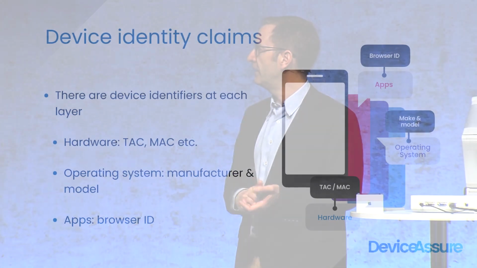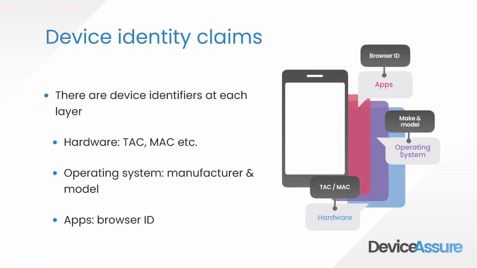But each layer of the smartphone makes claims of identity. At the hardware layer, you've got the things that we're familiar with, the TAC address, the IMEI, the MAC, the Bluetooth address, so there are claims of identity there. But the operating system also makes claims of identity. It will say, I am a Samsung SGH 9600. So a claim is made there as well. And finally, at the top layer in the apps, there are claims of identity too. So the device is identifying itself in multiple ways at each layer.